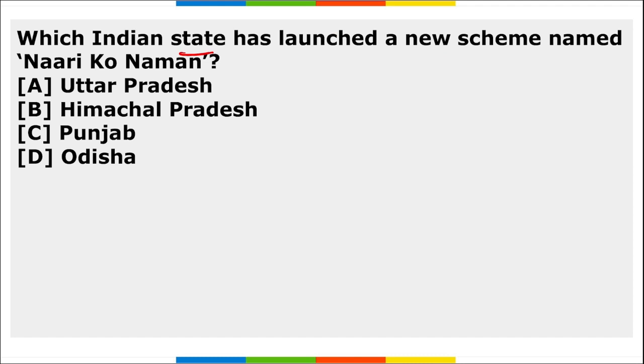Next, which Indian state has launched a new scheme named Nari ko Naman? This Nari ko Naman scheme was launched by Himachal Pradesh. I repeat, Nari ko Naman scheme has been launched by which state? Himachal Pradesh. Also recently, drone policies.